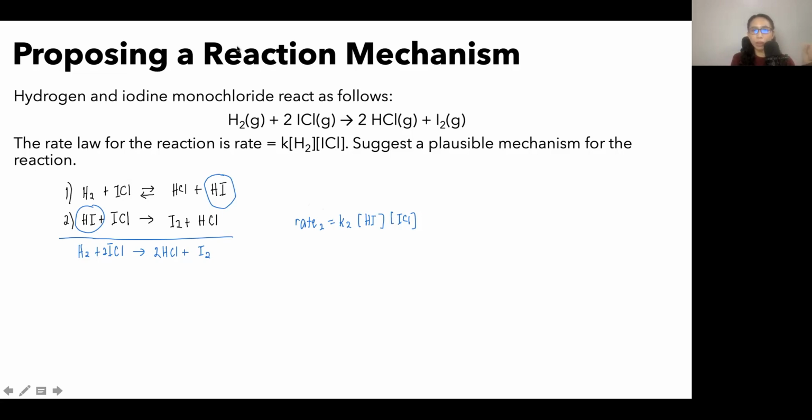Again, we will try to eliminate this HI, because it's an intermediate, and what we learned about reaction mechanisms is that their rate laws should not have a concentration term for an intermediate. So we will eliminate this. And this is where the steady state approximation comes in. The steady state approximation tells us that the rate of formation of your intermediate, HI, is equal to the rate of consumption.